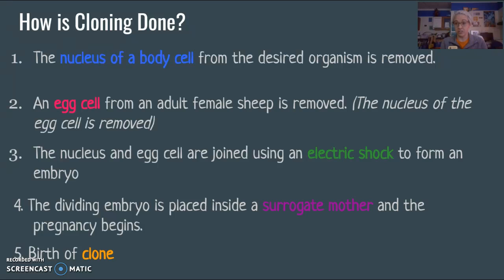So we have a nucleus of a somatic cell, and we have an empty egg cell. Those two things are going to be fused together and joined by an electric shock. So we're basically placing the somatic cell nucleus inside the empty egg cell. After the electric shock, it's going to begin to divide into an embryo.